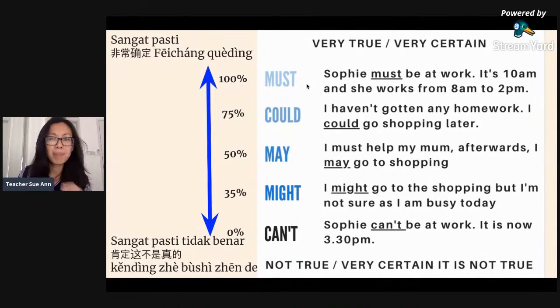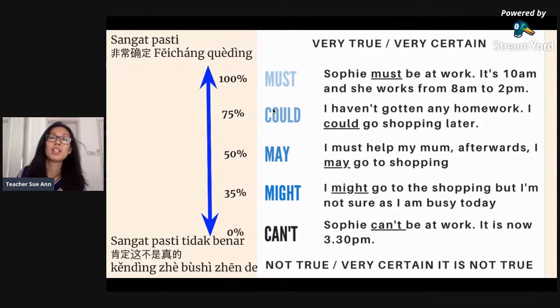Must, sangat pasti, confirm. All right, Sophie must be at work. It's 10 a.m. and she works from 8 a.m. to 2 p.m. So confirm she must be at work because it's 10 a.m. now, so she is already there. So 100% sure, sangat pasti. But if it's 75%, maybe quite sure lah, but not very sure. Okay, I haven't gotten any homework. I could go shopping later. So later, he's thinking about going shopping, right?